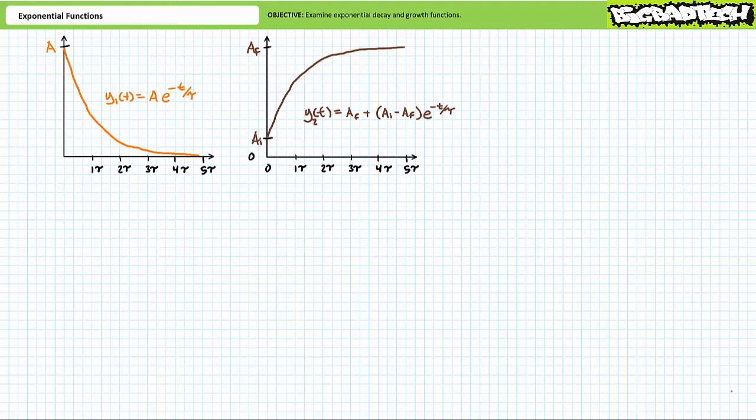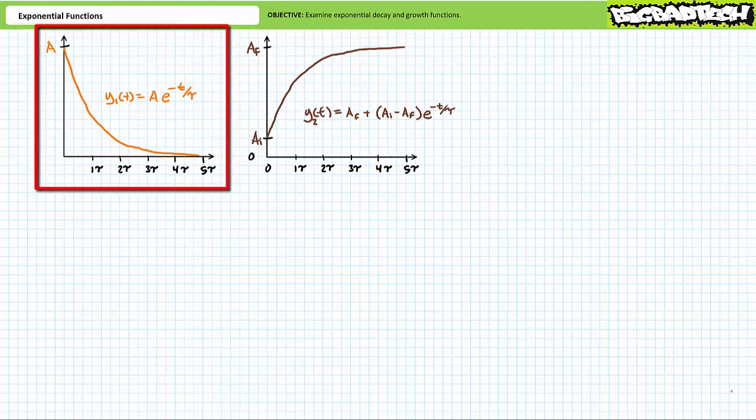No more curveballs, tricks, or bait and switch. In summary, you should have a good understanding of these two functions. Number 1, the general purpose decay function, y of t equals a times e to the negative t over tau, which starts at constant a and drops to 0 over a span of 5 time constants tau.